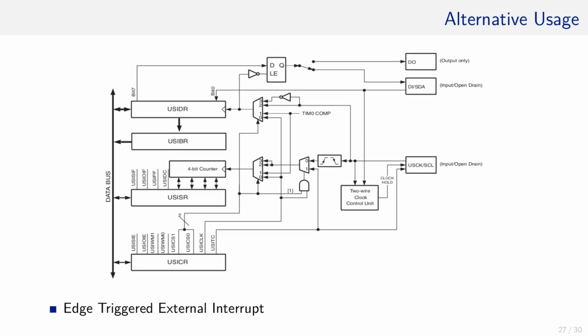Since the USI is equipped with an edge detector, this detector can be utilized to detect and issue an interrupt if an edge occurs. To achieve this, the counter is set to its maximum value of 15 and all bits are set. The next edge will create an overflow, which in turn creates an interrupt request.